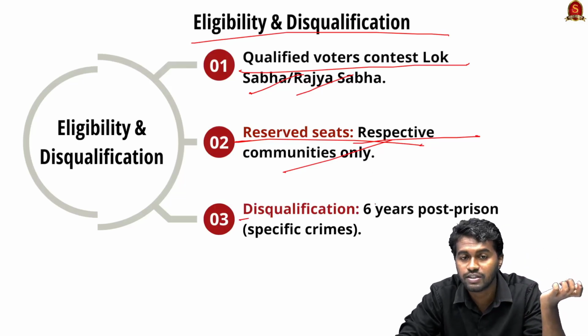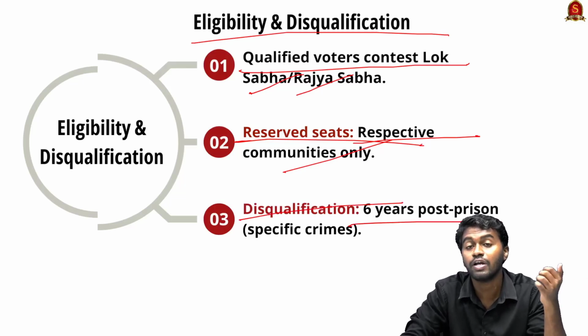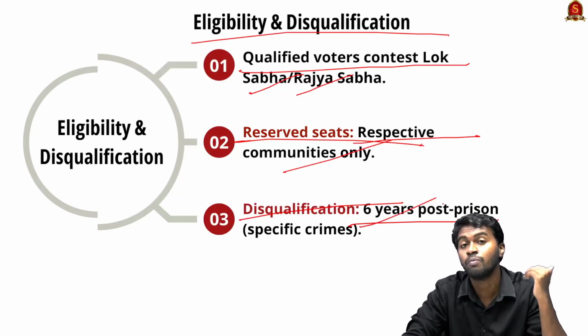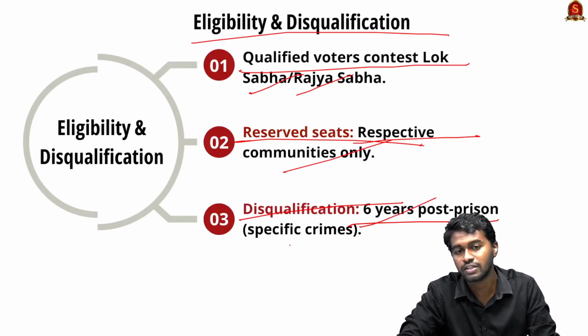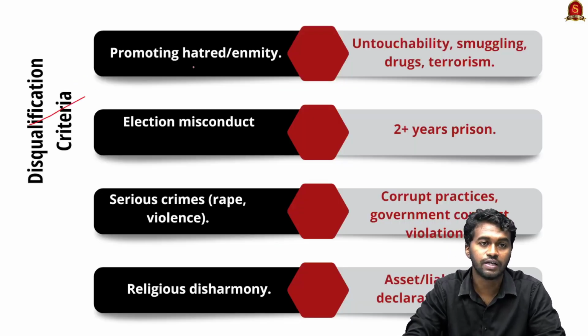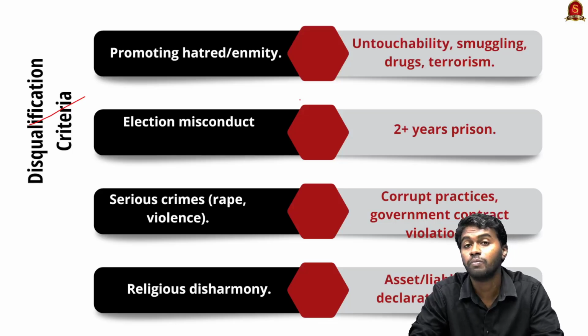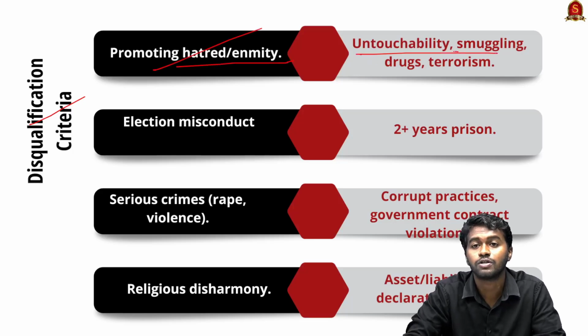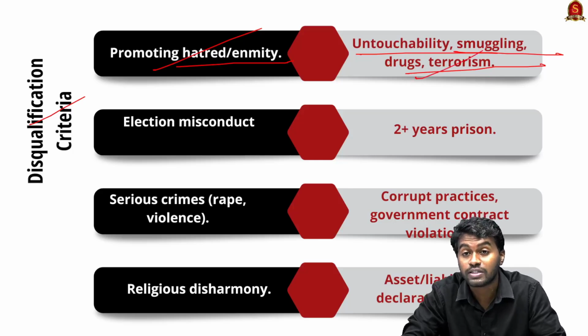The next is disqualification. That means even after the release, even after the sentence, the person will be banned for 6 years in case of certain specific crimes such as murder or violence against women. And the next is disqualification criteria. On what grounds can a candidate be disqualified? First is promoting hate speech or enmity between communities, practicing untouchability, smuggling of drugs, or promoting terrorism.